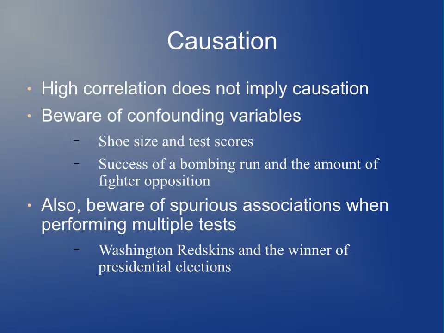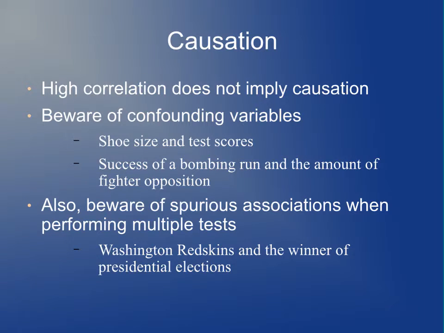And again, just in case I haven't screamed about this enough, correlation does not imply causation. That failure to take into account confounding variables can cause problems. I just described the example of shoe size and test scores. Another one of my favorite examples was an early regression model that was used in World War II to try to predict the success of bombing runs. They included various variables in the model to try to predict whether the bombs hit the target for a given plane.